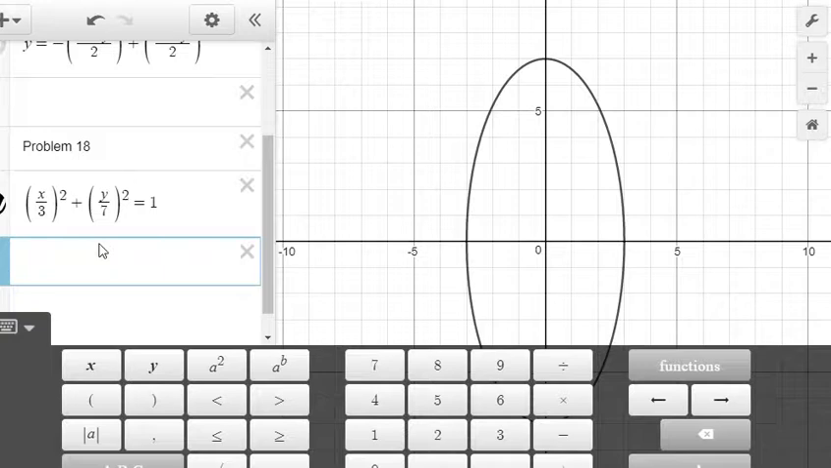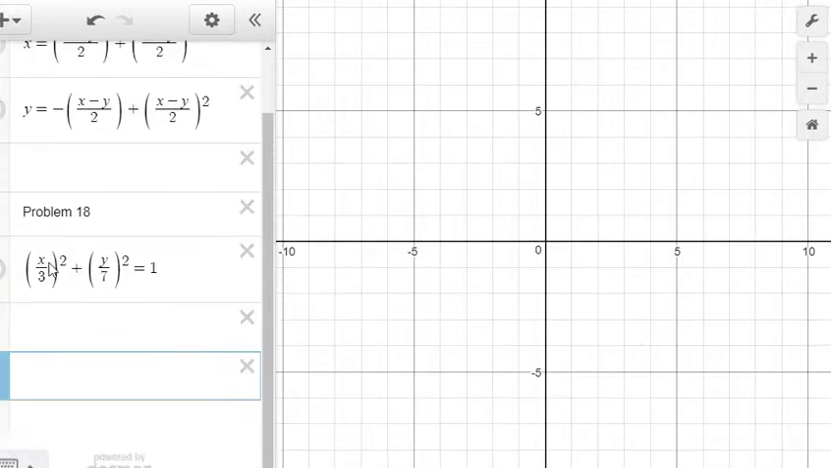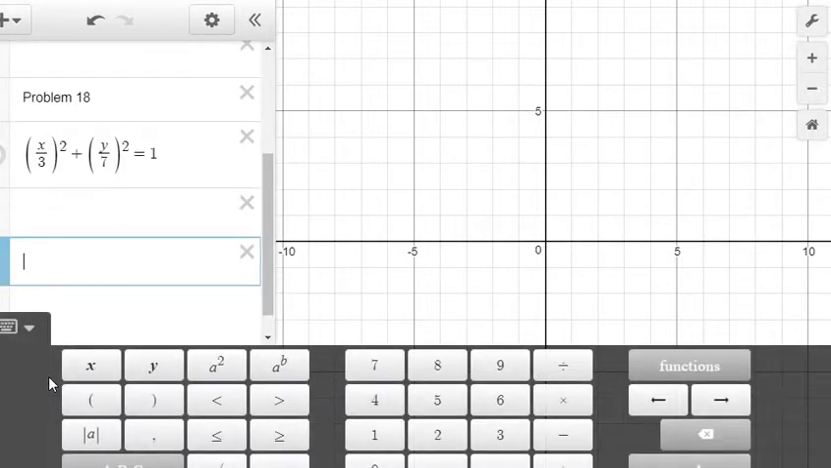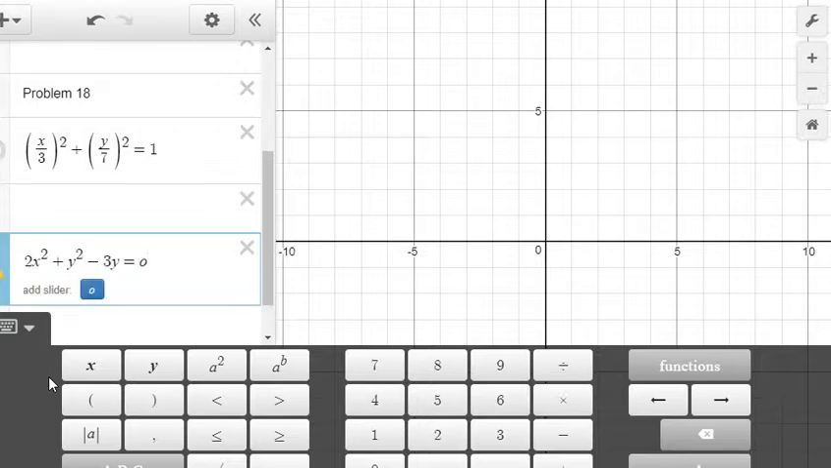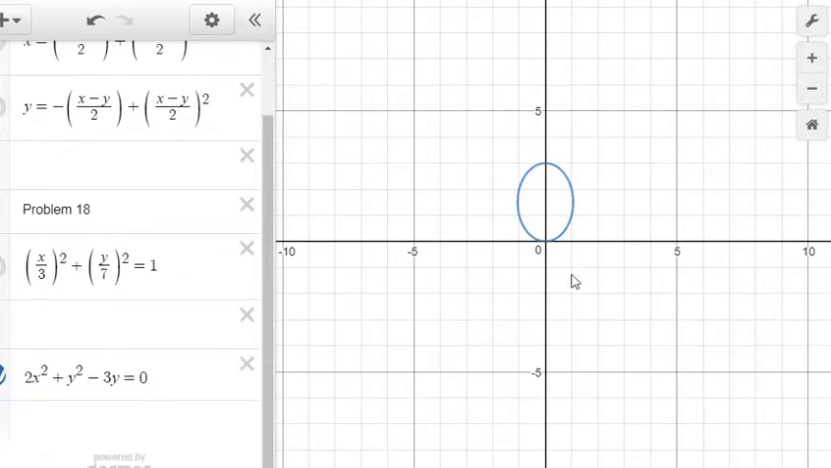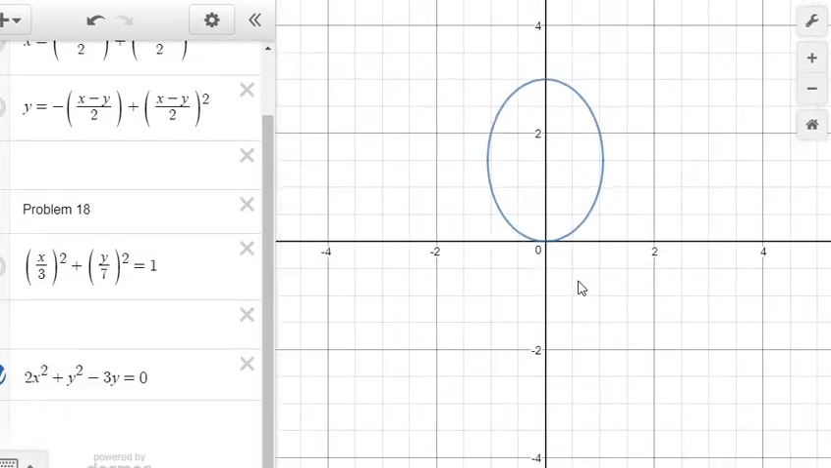So let's take a quick look at a graph like that, or let's say that actual graph. So 2x squared, let's try again. So 2x squared plus y squared minus 3y equals 0. How about a 0 here? There we go. So, an ellipse. Not bad. It's just as we predicted.